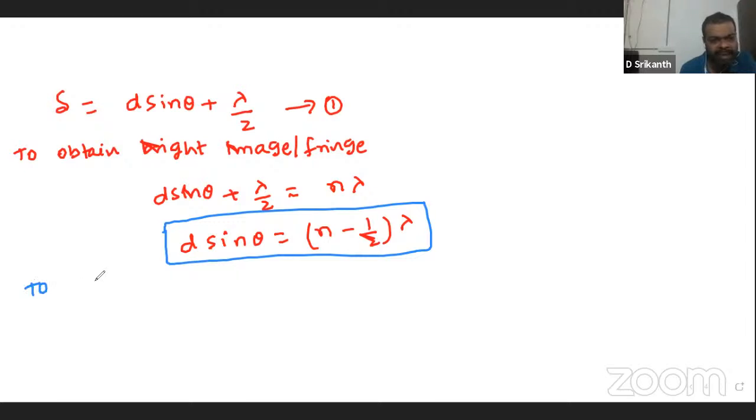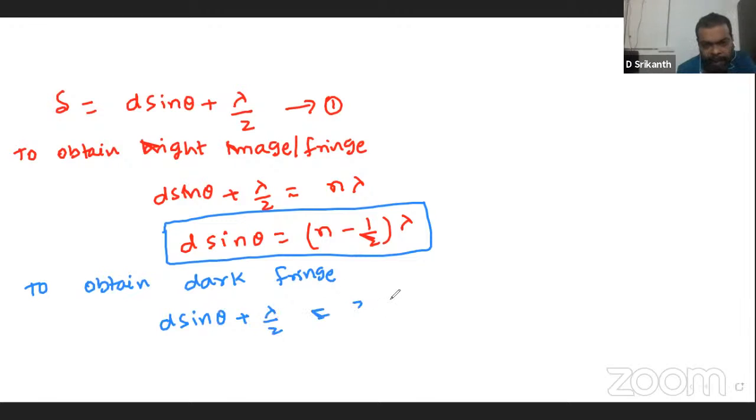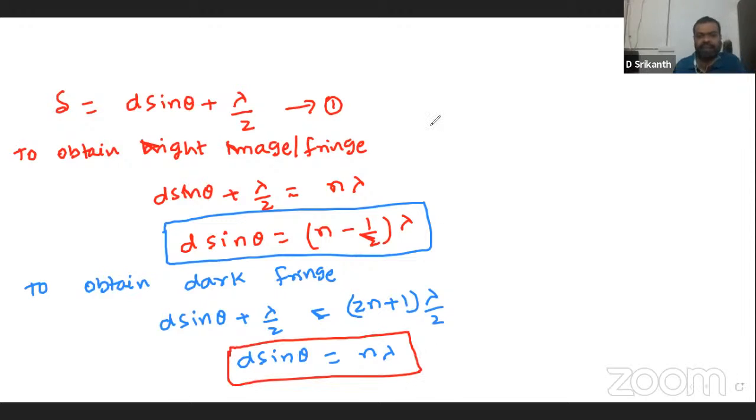Similarly, to obtain the dark fringe, the total path difference must be equal to 2n plus 1 times lambda by 2. So that is d sin theta equal to n lambda. D sin theta is equal to n lambda. That is the condition to obtain the dark fringe or destructive pattern.